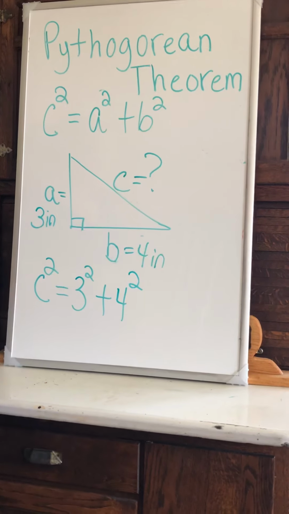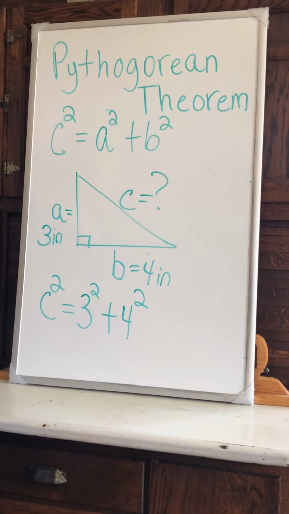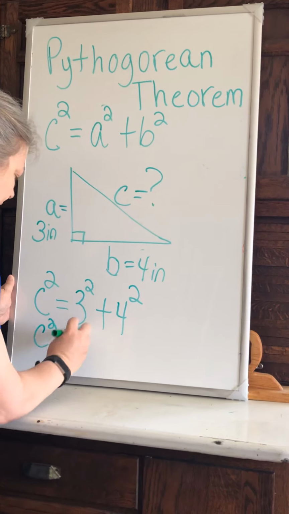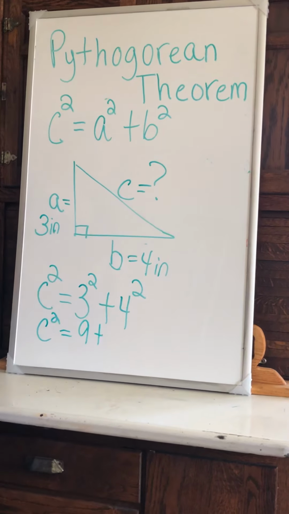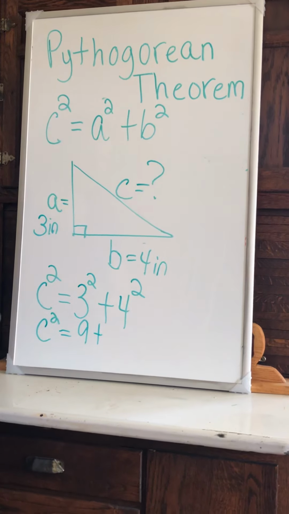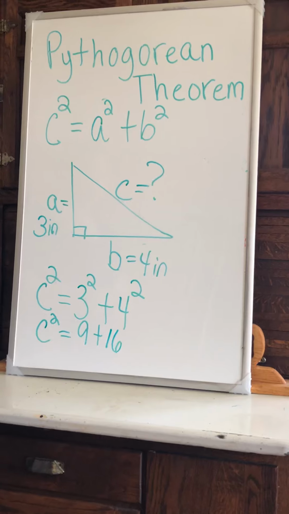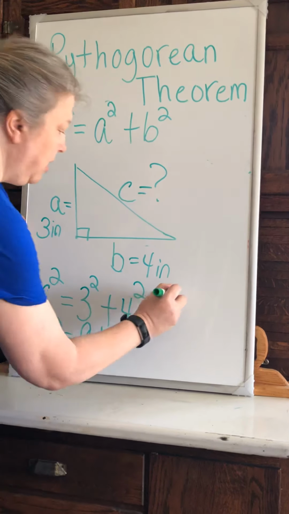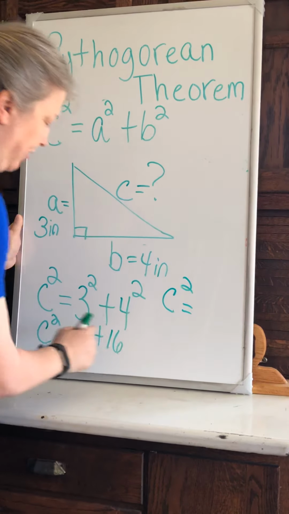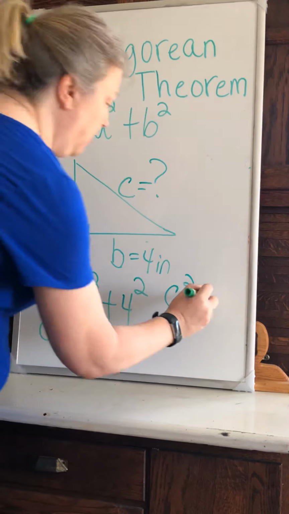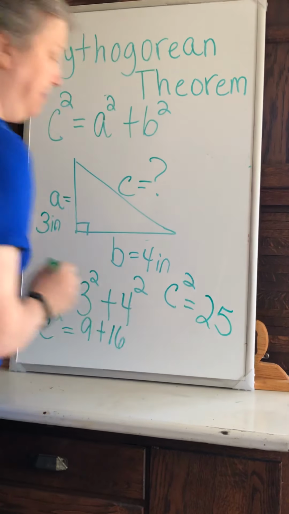Now what is 3 squared? 3 times 3 equals 9. And 4 squared equals how much? Well, it's 16. Okay, our last couple steps, C squared equals, what's 9 plus 16? Well, that's 25. One more step.